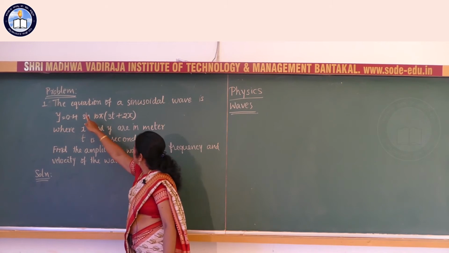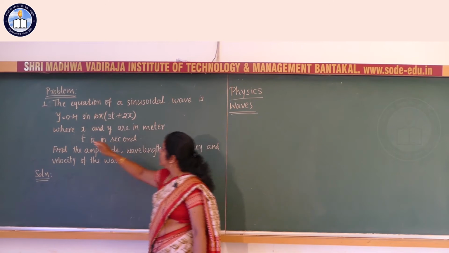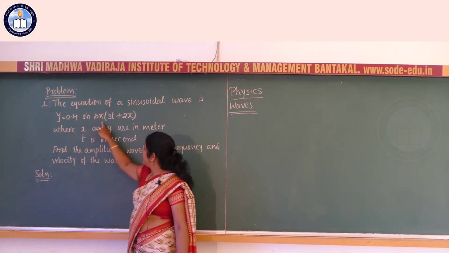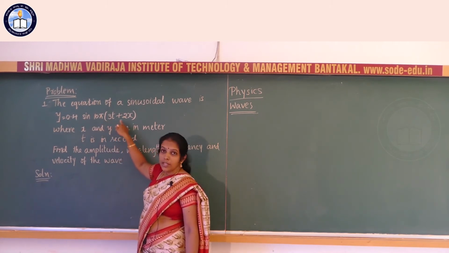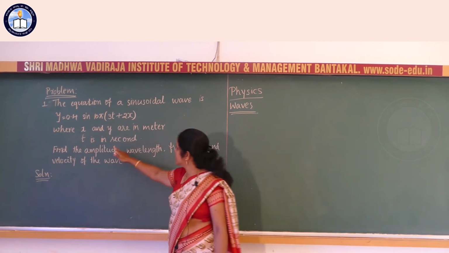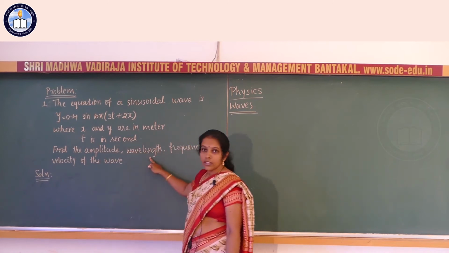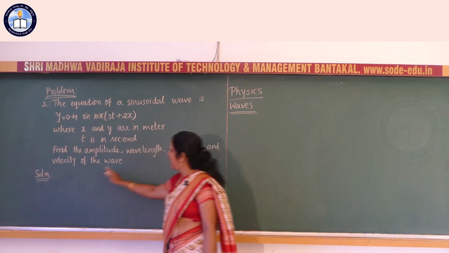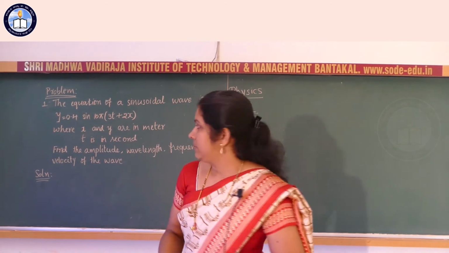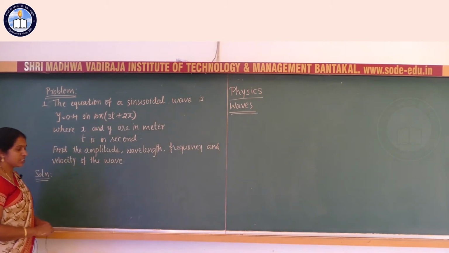The problem is: the equation of a sinusoidal wave is y is equal to 0.4 sin 10 pi into (3t plus 2x), where x and y are in meters and t is in seconds. Find the amplitude, wavelength, frequency and velocity of the wave. This is a very important problem. You can expect it as a 5 marks question under the problem session.